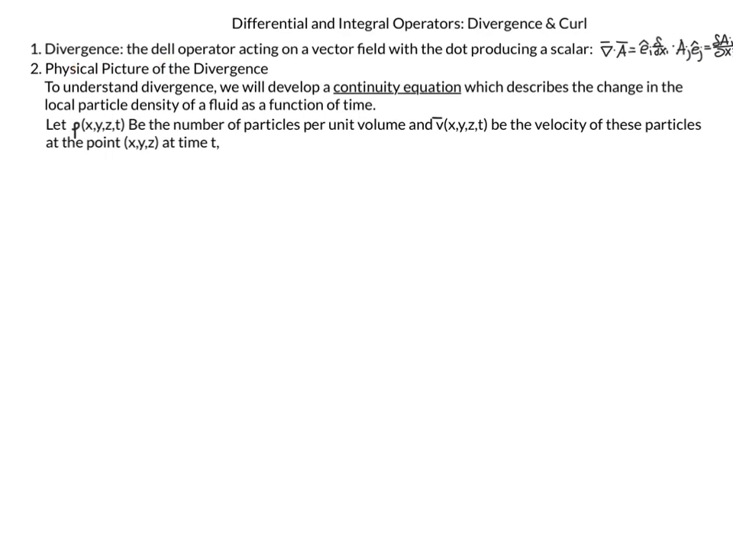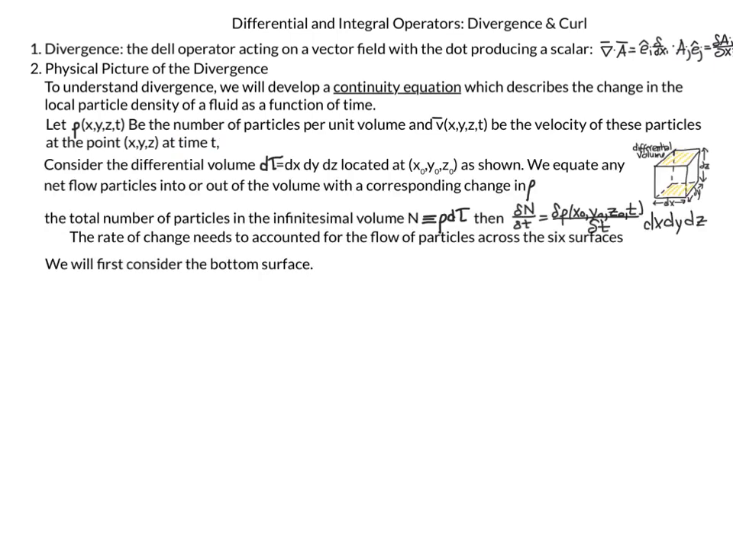For the physical picture of divergence, we're going to develop a continuity equation which describes the change in local particle density of a fluid as a function of time. So we're going to let rho of x, y, z, t be the number of particles per unit volume, and the velocity v of x, y, z, t be the velocity of these particles at the point x, y, z at time t.